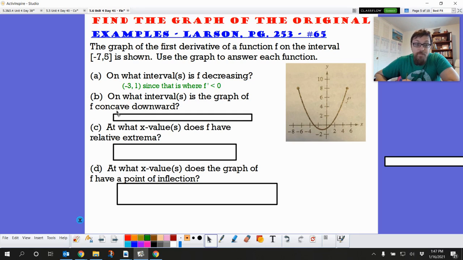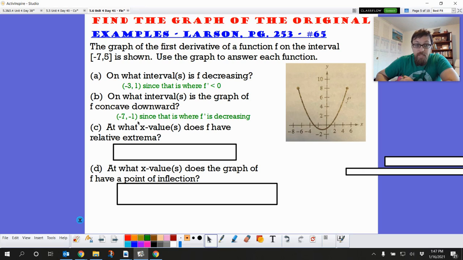And on what intervals of the graph is it concave downward? So for f to be concave downward, that is where the derivative is decreasing. So we're decreasing on this interval right here. It seems to go to about negative 1 or so, approximately. We don't know for sure. It seems to be about negative 1 is where the derivative is decreasing. So from negative 7 to negative 1. We do use open parentheses for concave downwards. Single points can't be included.